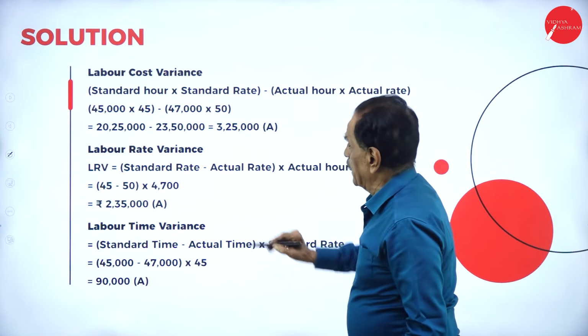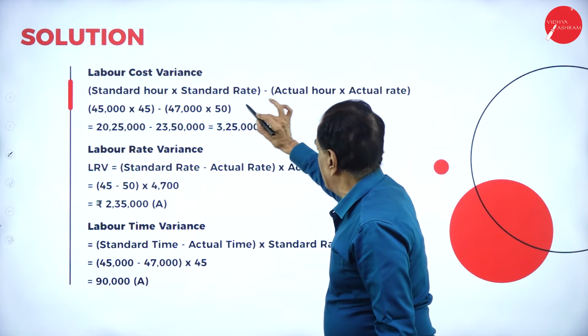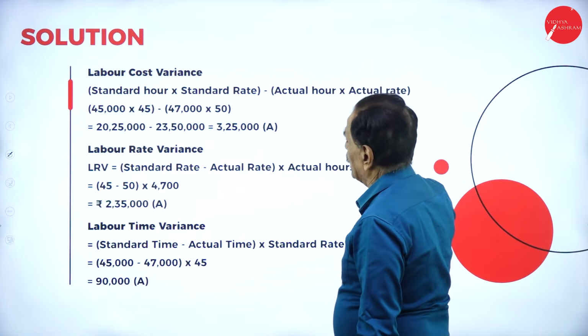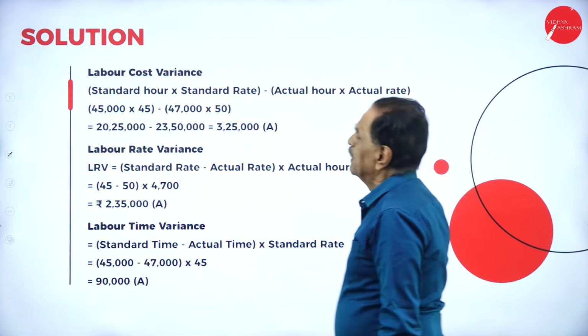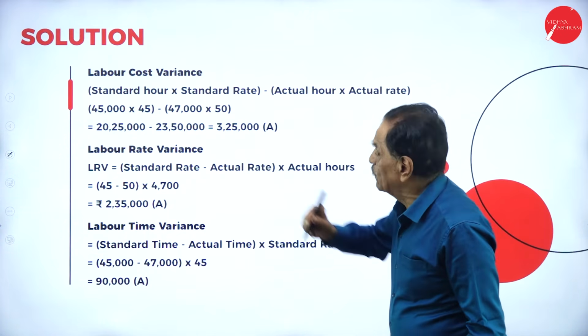Labor cost variance: standard hours into standard rate minus actual hours into actual rate. So 45,000 into 45 minus 47,000 into 50.